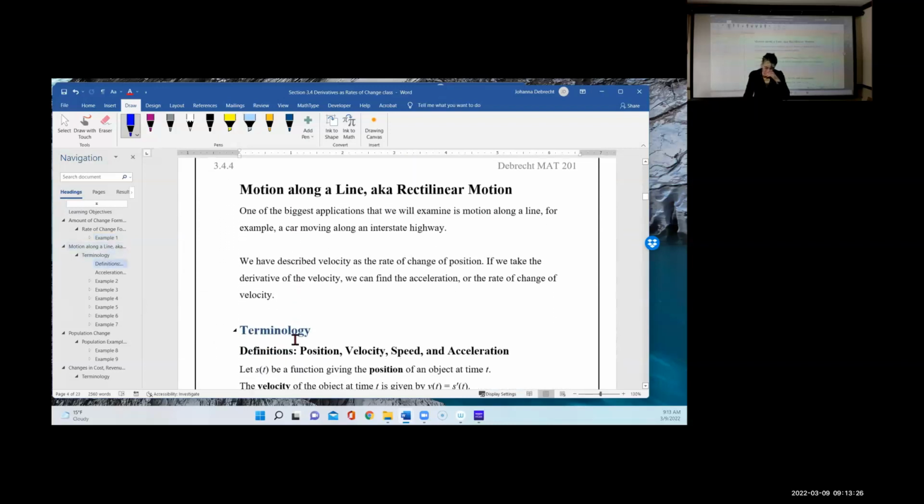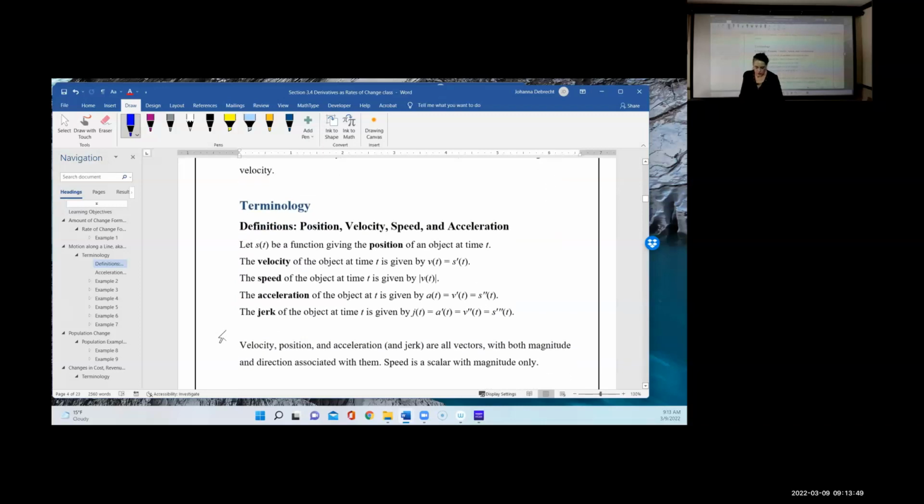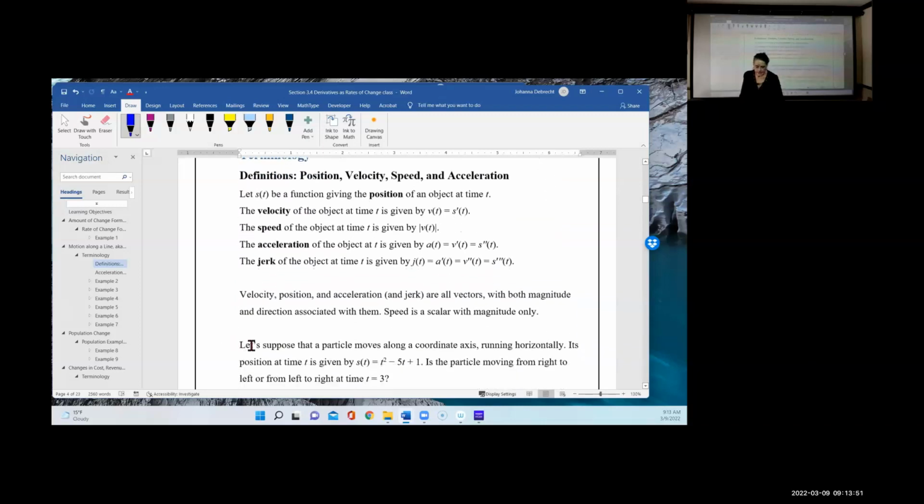Motion along a line, rectilinear motion. This is probably the most difficult part, and this is the part that's not really well explained in the book. All right, it does go through it, but it's not very well explained. So I want to spend some time talking about what rectilinear motion means and what the equations come out and how they relate to the motion of the particle and how they relate to the graph.